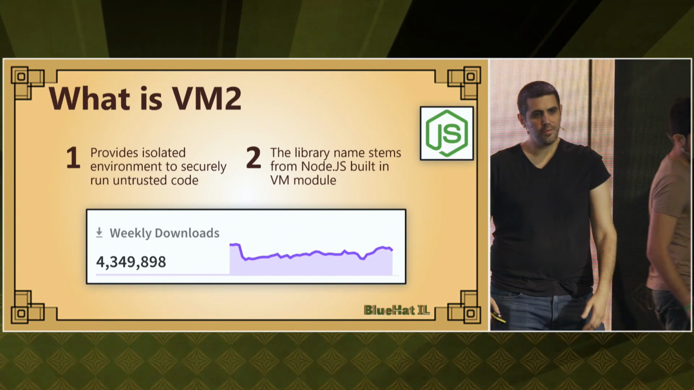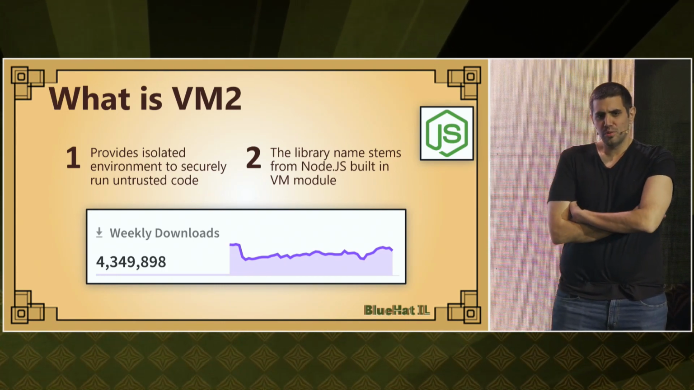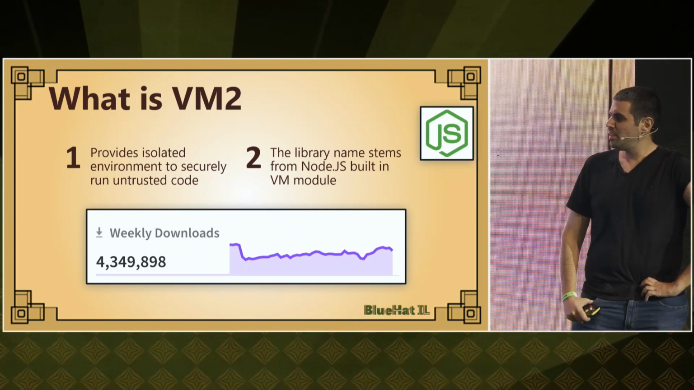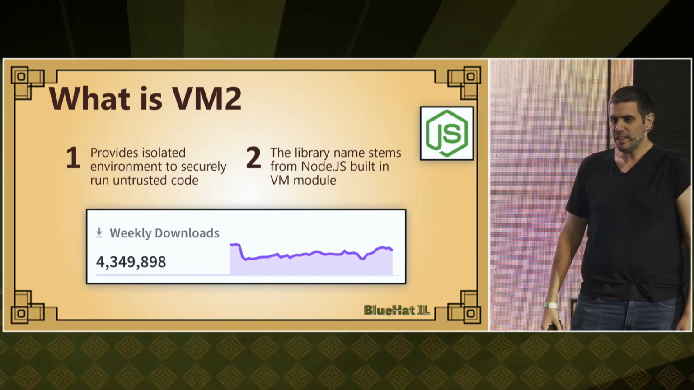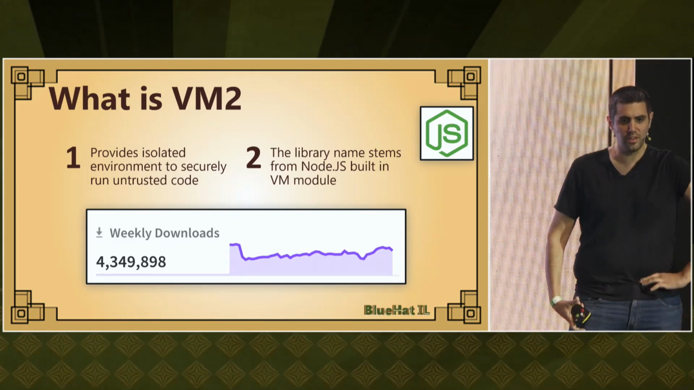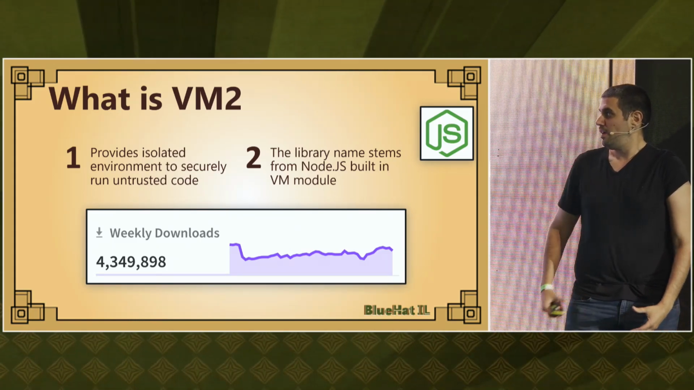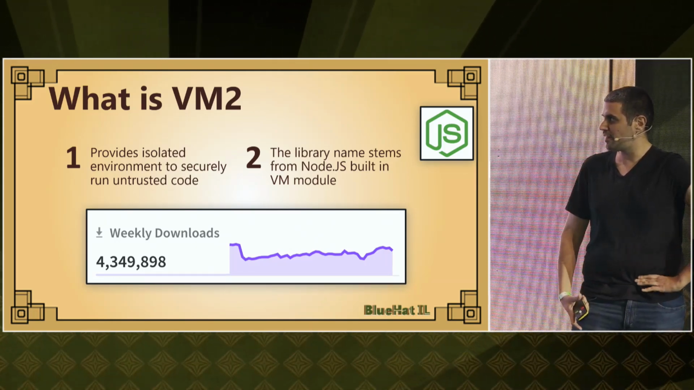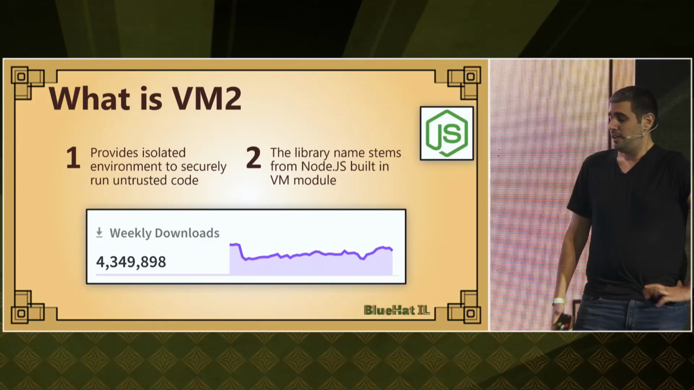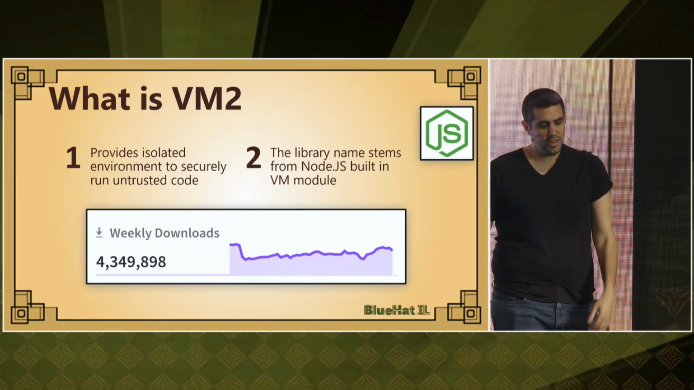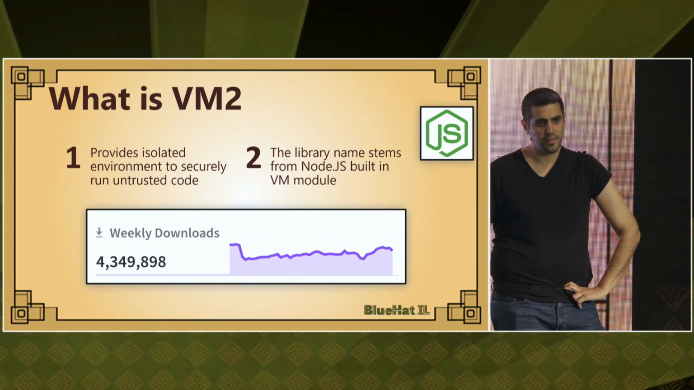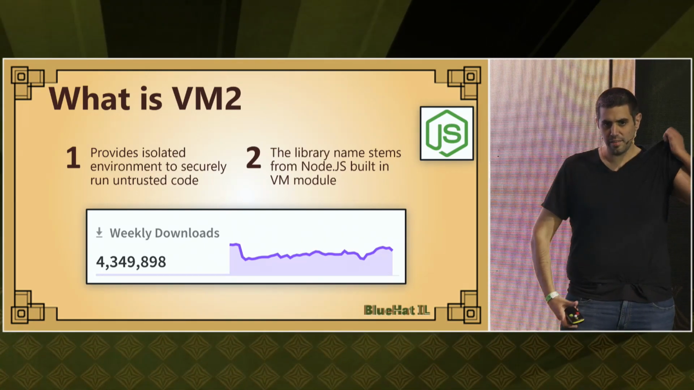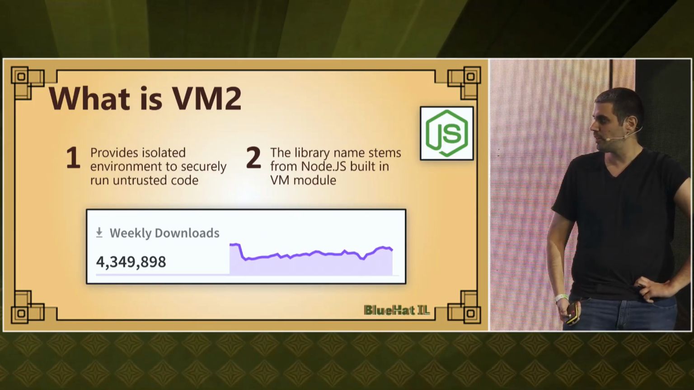So let's talk a bit about what is VM2. VM2 is a popular sandbox library implemented in JavaScript with over 4 million weekly downloads. It allows the developer to run untrusted code in a secure environment where the code running inside the sandbox will not be able to affect the surroundings. The library name stems from the built-in VM module of Node.js, which also allows running the code in a separate context, but does not provide the same security that VM2 attempts to provide.